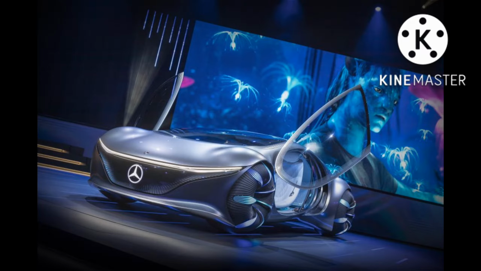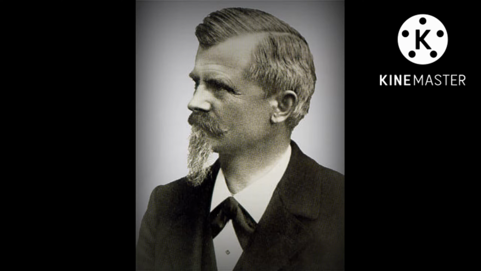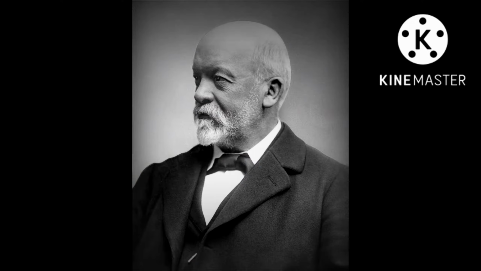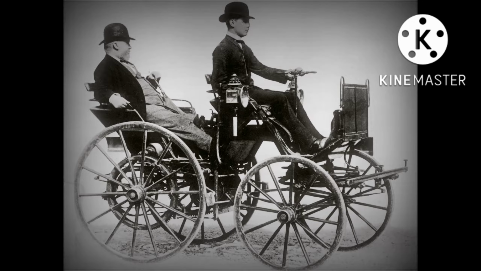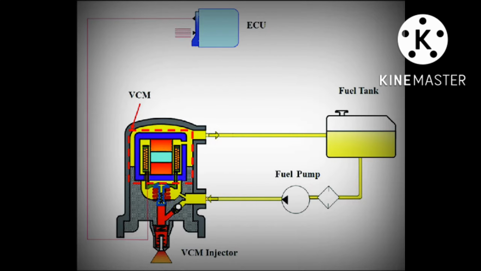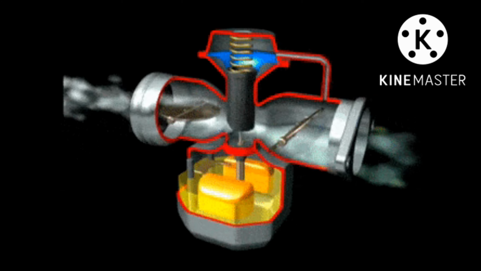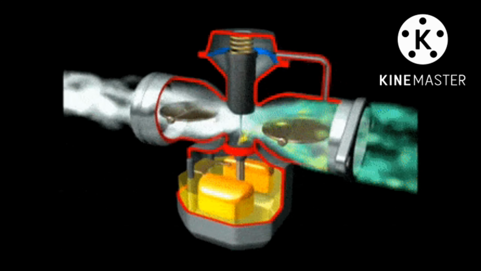The float-based carburetor was developed by Wilhelm Maybach and Gottlieb Daimler in 1885. Until the introduction of the fuel injection system in the late 1990s, carburetors were the most reliable fuel delivery system.